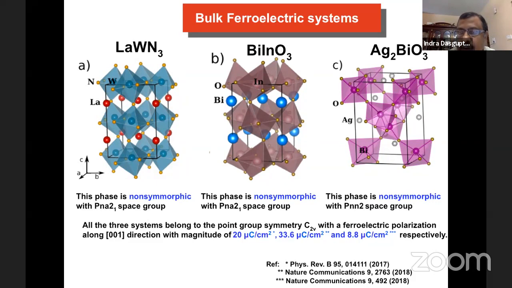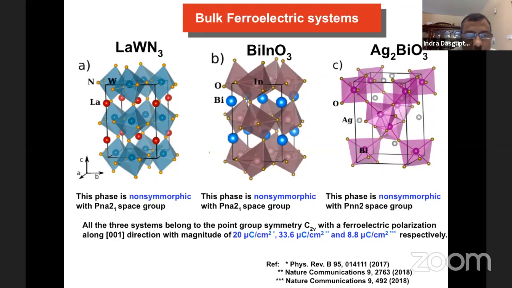Ag2BiO3 has been experimentally synthesized, but nobody has measured its ferroelectric polarization. And lanthanum tungsten nitride has been predicted theoretically, and we have essentially shown that it sustains ferroelectric polarization. Why have I chosen this? I've chosen this for two reasons.